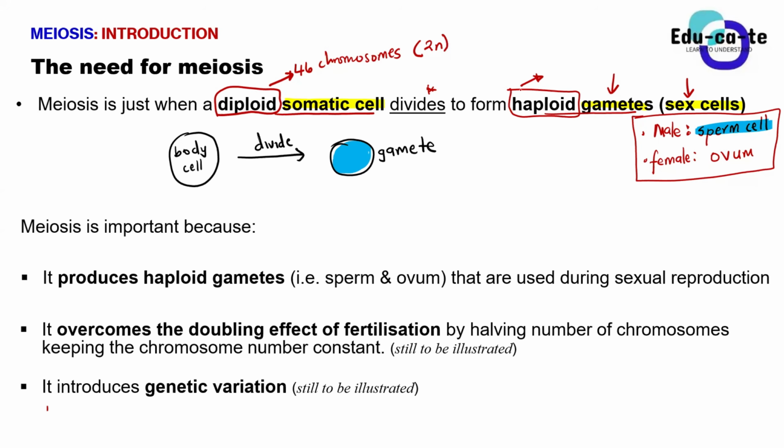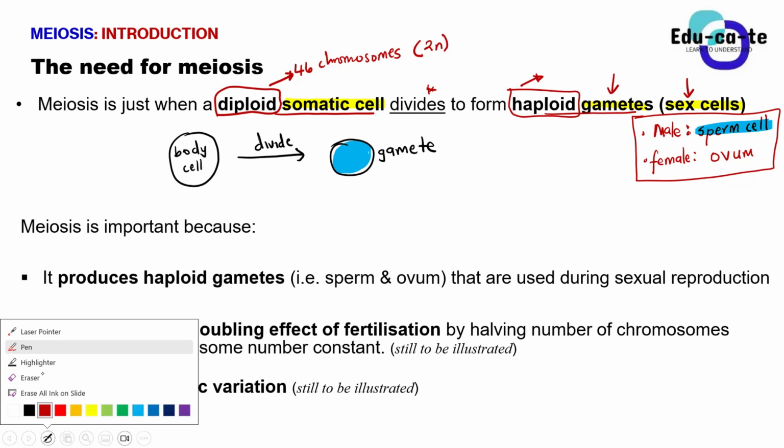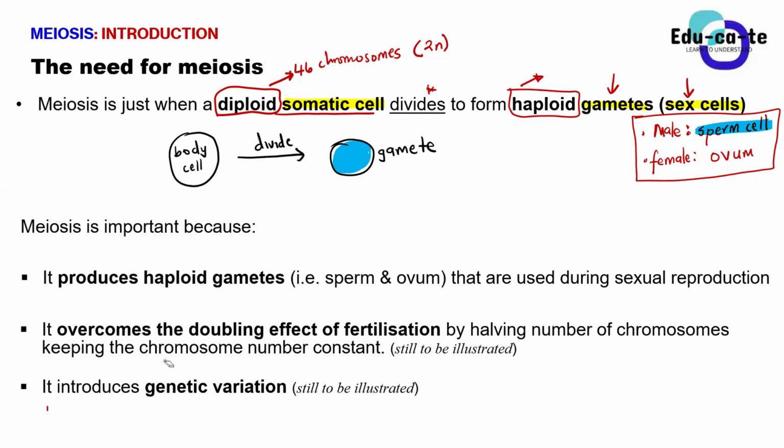What do you think the term haploid means? One chromosome. Yes. So doesn't it just mean like 1n, like 23 chromosomes? Yes, we've got 23 chromosomes, not 23 pairs. It's 23 chromosomes.